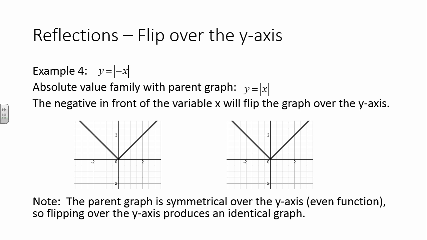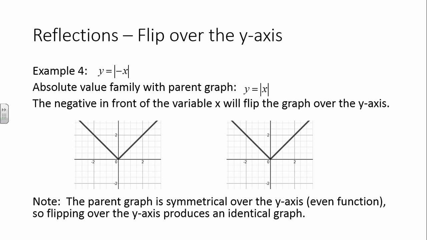What about flipping over the y-axis? Well, this time if you put the minus sign inside the absolute value in front of the x, that's going to flip it over the y-axis. I like to think of it as replacing my variable with the negative of my variable. Okay, and that will flip it over the y-axis. So for this particular function, absolute value of x, if I flip it over the y-axis, I end up with exactly the same picture as I started with.